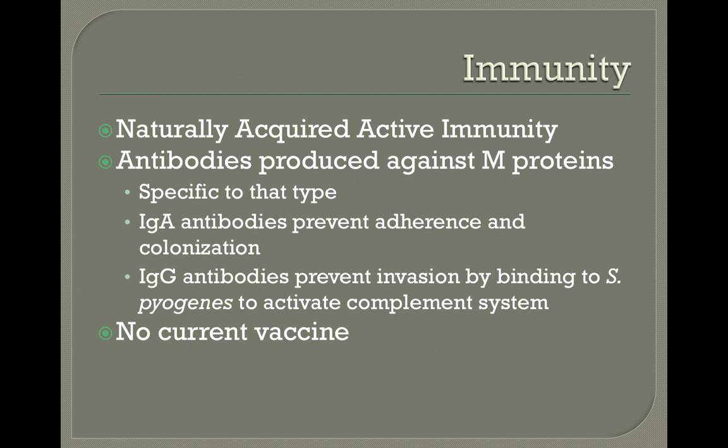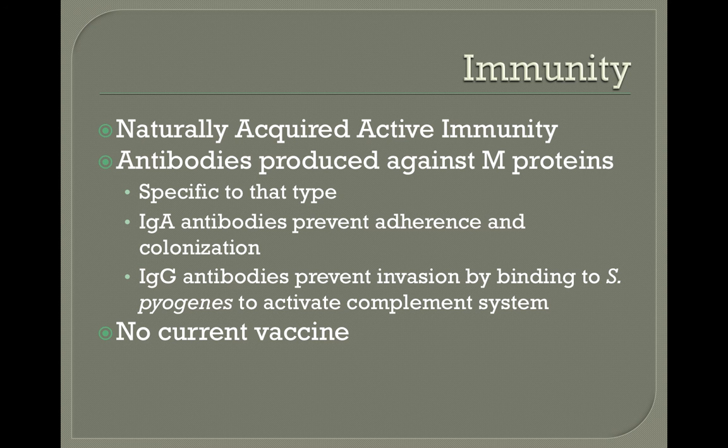After your primary immune response, you'll have naturally acquired active immunity. The antibodies produced will be against the M proteins, and they're only specific to that M type. IgA antibodies will prevent adherence of S. pyogenes to epithelial cells and colonization. IgG antibodies prevent invasion by binding to S. pyogenes to activate the complement system. There isn't a current vaccine, and this is because of the over 80 types of M proteins.